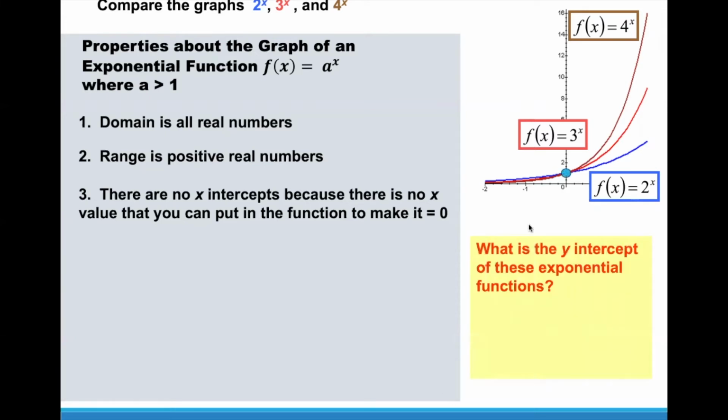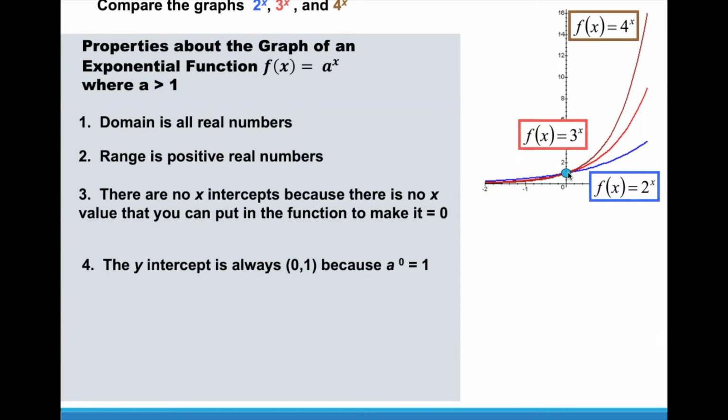Take a look at the graph. So we have this point. This point is 0, 1. So the y-intercept is always 0, 1 because a raised to 0 is equal to 1. Again, this is for the function in the form of f of x equals a raised to x.